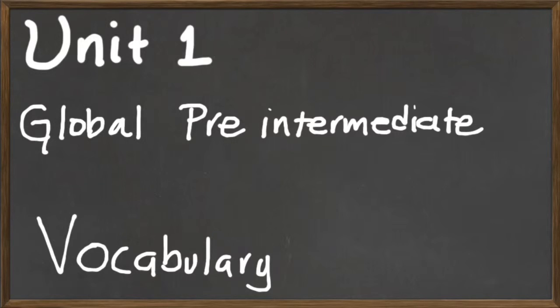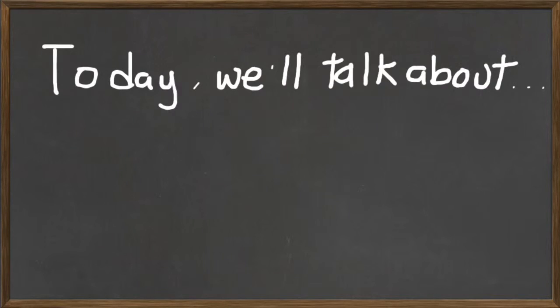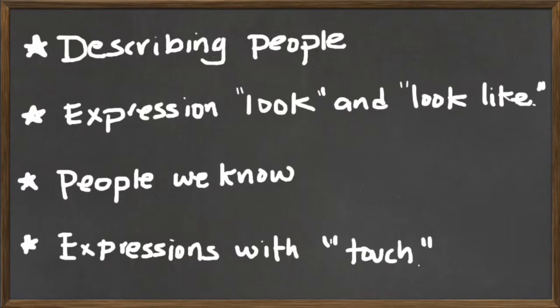Now, today we have Unit 1 for you, the pre-intermediate student, and don't forget that we're working on our Global English book. This time around, we're going to be covering the vocabulary for the unit. Let's begin. Today we'll talk about the following. We'll be talking about 4 items. We'll try to browse through them real quick.